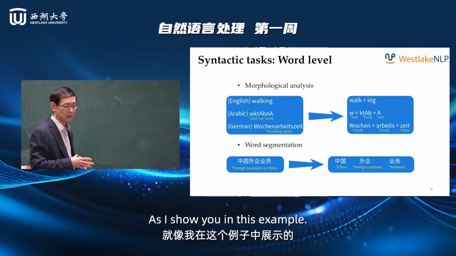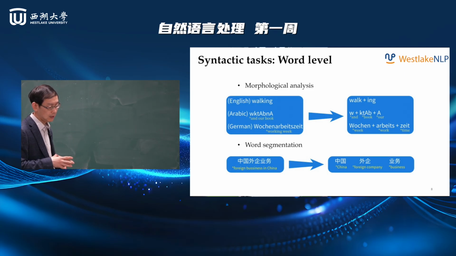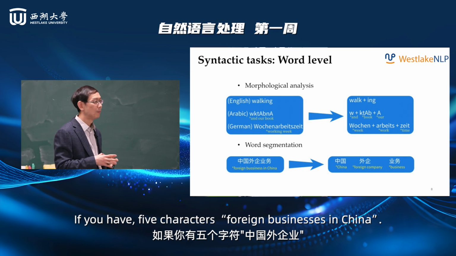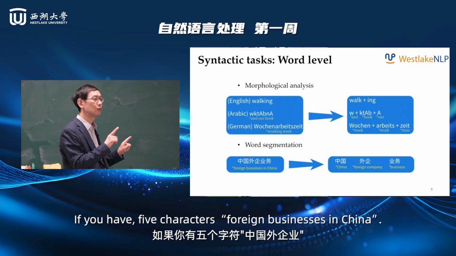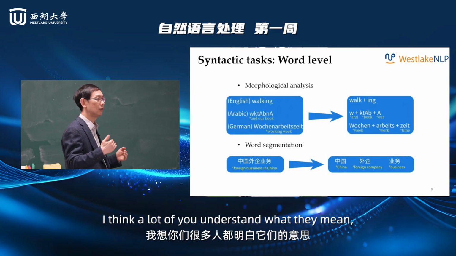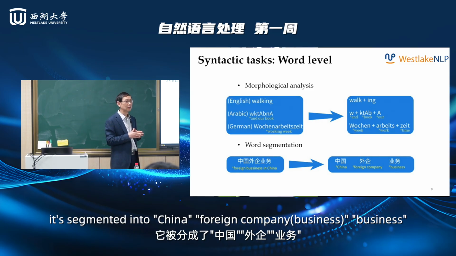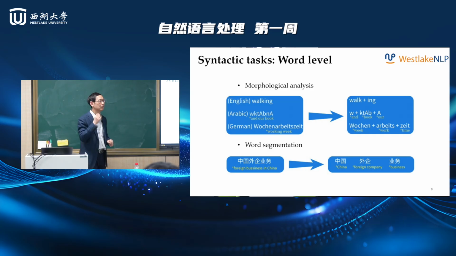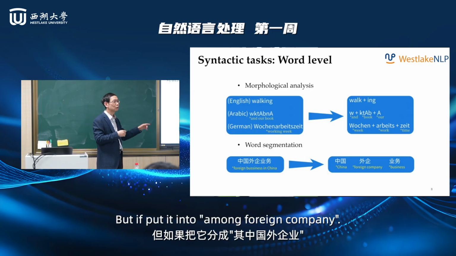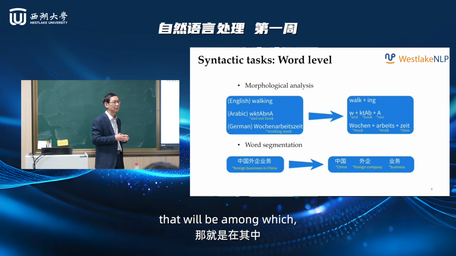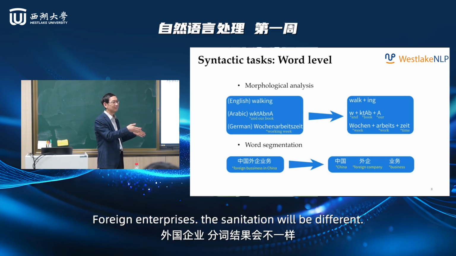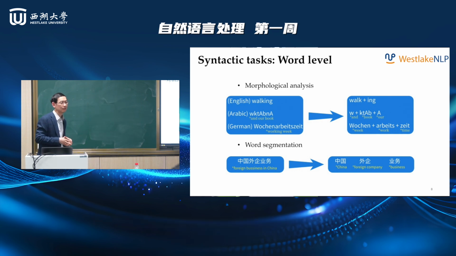So as I show you in this example, if you have 5 characters, 中国外企业, I think a lot of you understand what they mean, right? So if you put it to 中国外企业务, it's segmented into 中国, China, 外企, foreign business, 业务, like business, right? But if you put it into 其中国外企业, okay, that'll be among which, right? Foreign enterprises, right? So the segmentation will be different, okay.